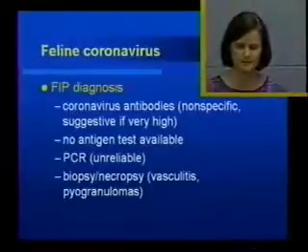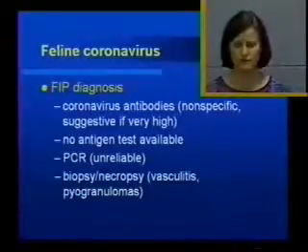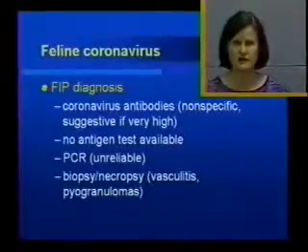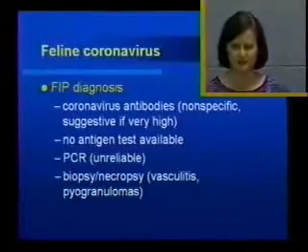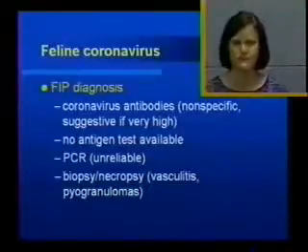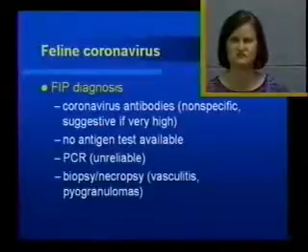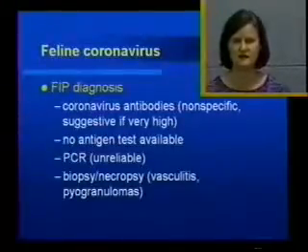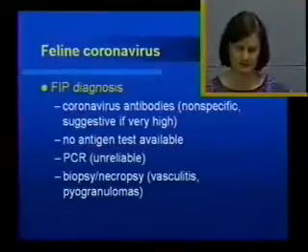We do have the availability of coronavirus antibodies. However, at least half of cats have been exposed to one form of coronavirus or another, and so they do carry antibodies. Since less than 1% of all cats will develop FIP, this test is not very specific. However, if the antibody titer is very high, this does have some consistency with infection, but we should never diagnose FIP infection purely from the presence of a positive antibody titer.